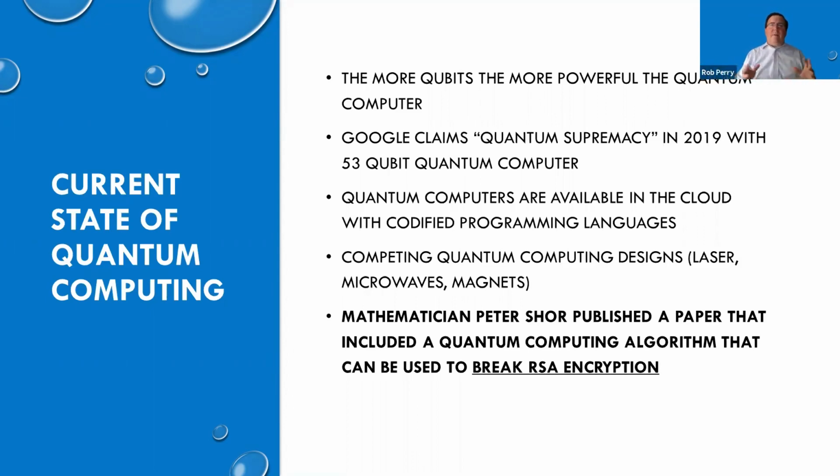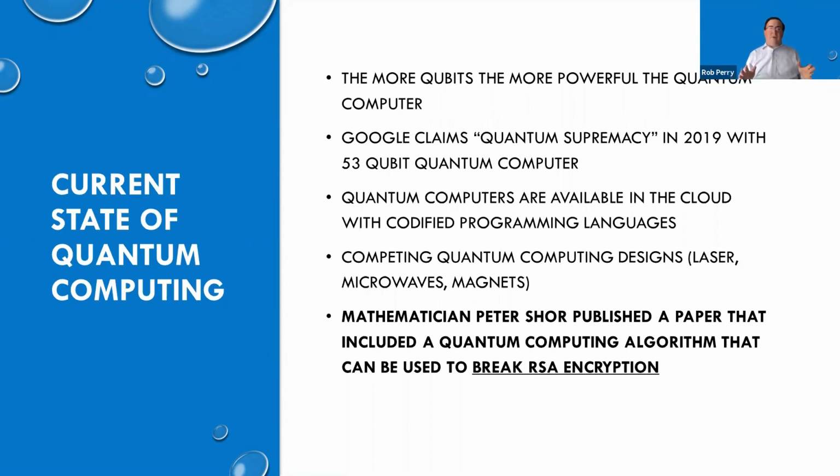And there are a number of competing designs for these quantum computers. Some of them use lasers for these qubits. It's a laser, it's a beam of light. Others are using microwaves, and others are using supermagnets to control atoms and putting spins on certain atoms. So there are different approaches to making an actual quantum computer.